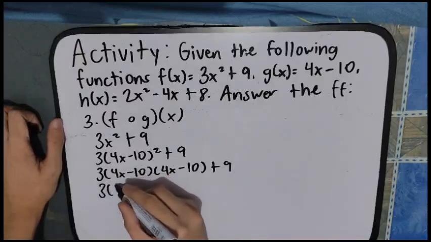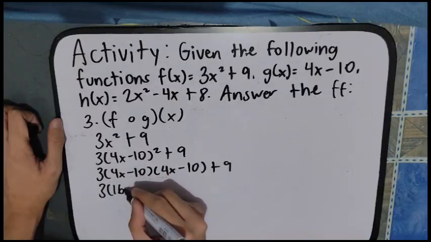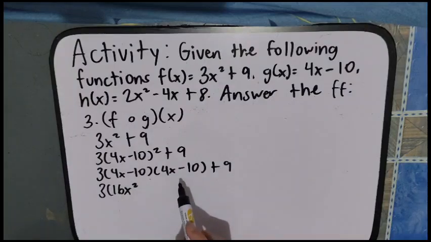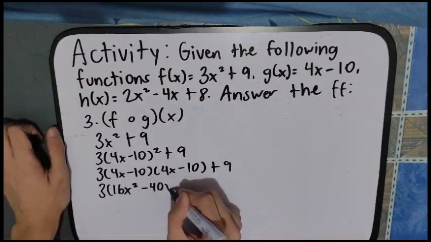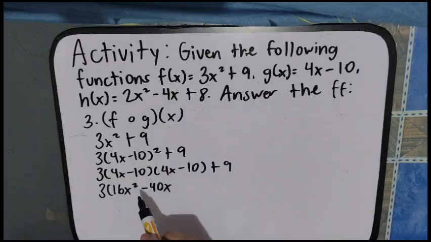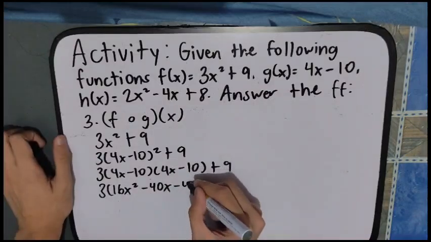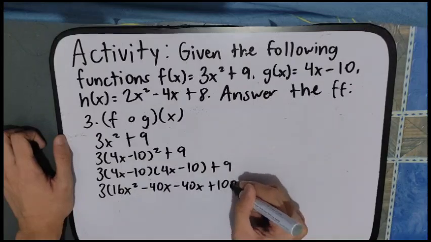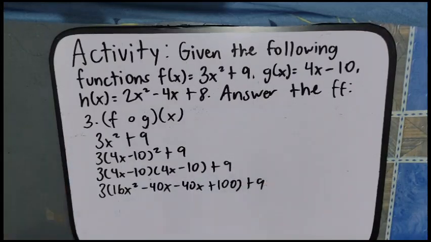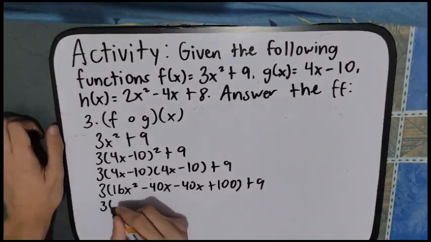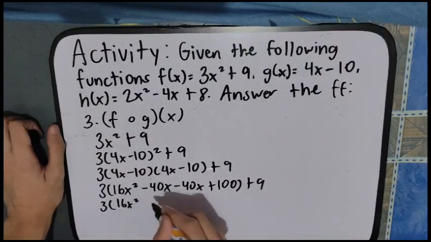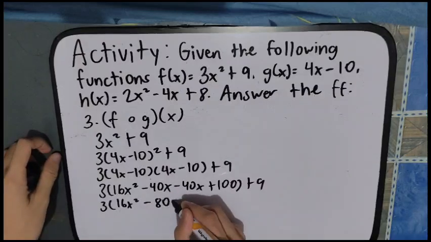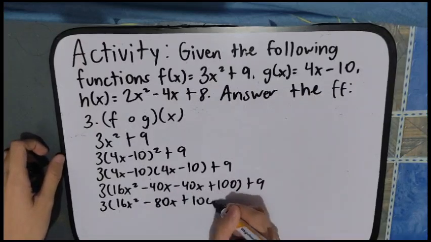4x times 4x, we have 16x squared. 4x times negative 10, negative 40x. Negative 10 multiplied by 4x, we have negative 40x again. And then negative 10 times negative 10, positive 100. Copy positive 9. After that, combine like terms inside the parentheses. Copy 16x squared, negative 40x plus negative 40x, we have negative 80x. Then copy the following.